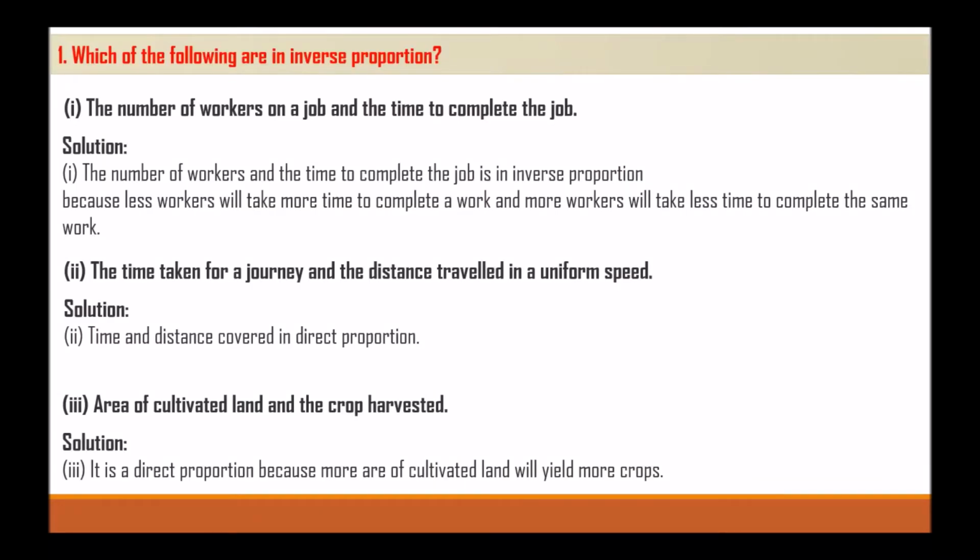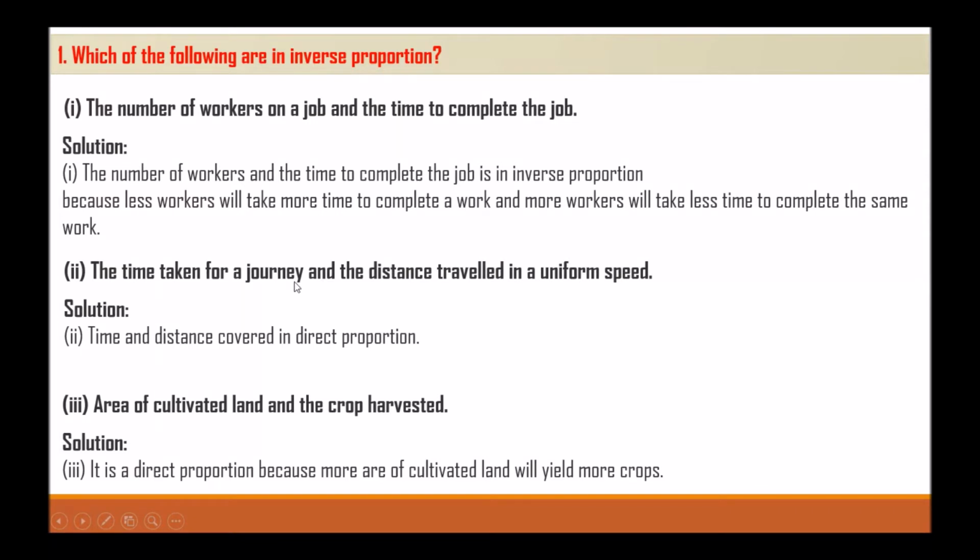The first question: which of the following are in inverse proportion? The first one is the number of workers on a job and the time to complete the job. The number of workers and the time to complete the job are in inverse proportion, because fewer workers will take more time to complete the work and more workers will take less time to complete the same work.